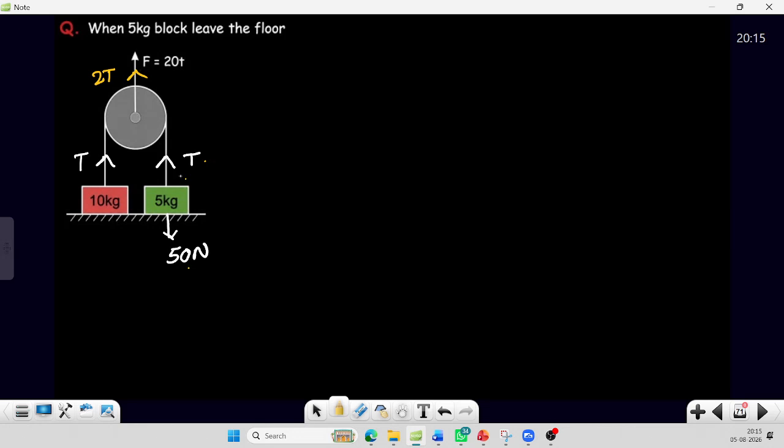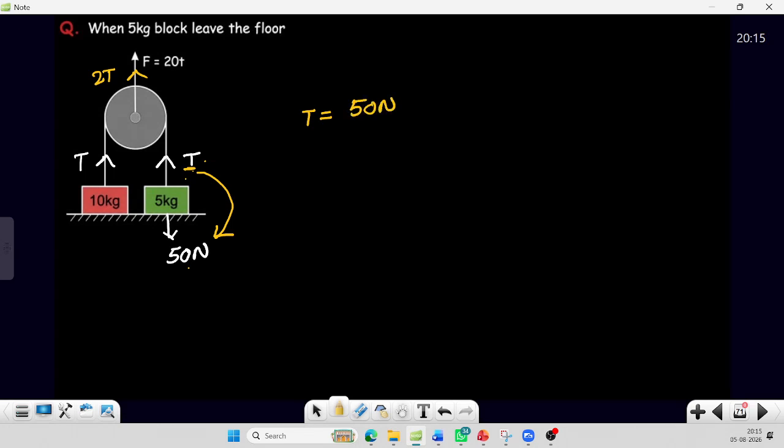So this means this minimum value must be how much? Tell me now. If the T value must be minimum 50, then only it will move up. Yes or no? So that means for the 5 kg block to move up, the value of T must be how much now? 50 newtons. Understood this point? Tell me.